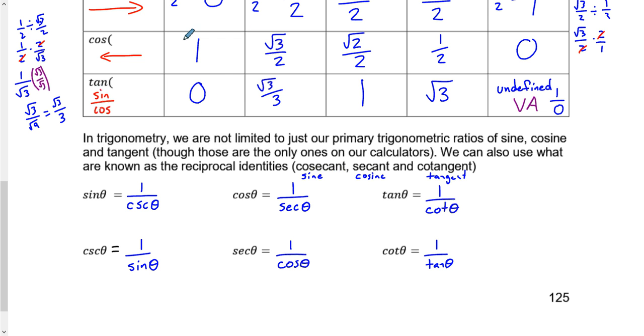How do you keep that straight? Well, every single one of these pairs has a co to it. Sine has cosecant, cosine has secant, and tangent has cotangent. Absolutely would make more sense if our primary ratios were sine, secant, and tangent. Therefore, the reciprocal identities would be cosecant, cosine, and cotangent. So that literally the reciprocal of sine could be cosine, the reciprocal of secant could be cosecant.